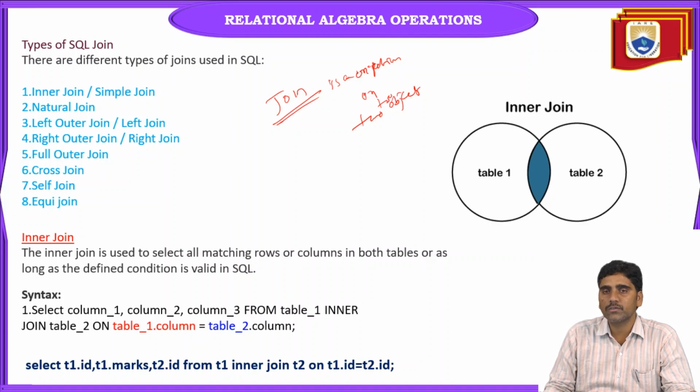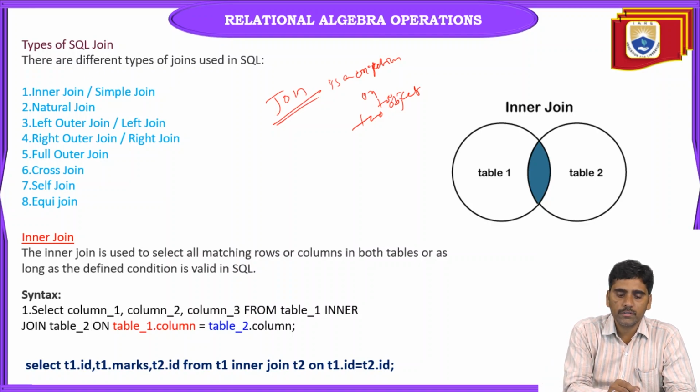So why are we going to perform a join? To join two tables, we retrieve the values based on the two tables, or of all the two tables. There are different types of joins used in SQL.